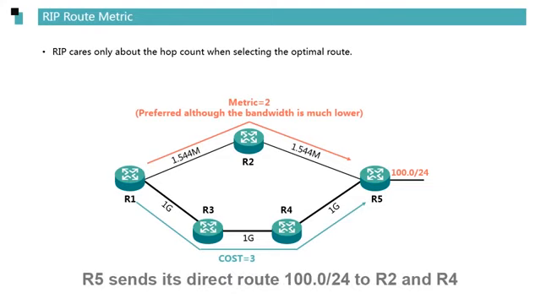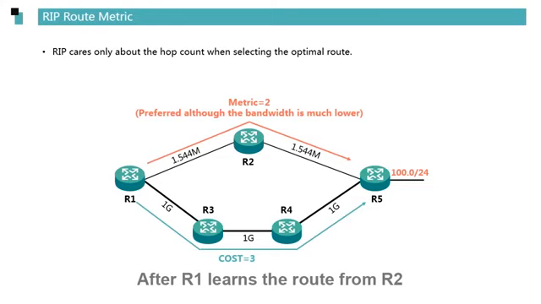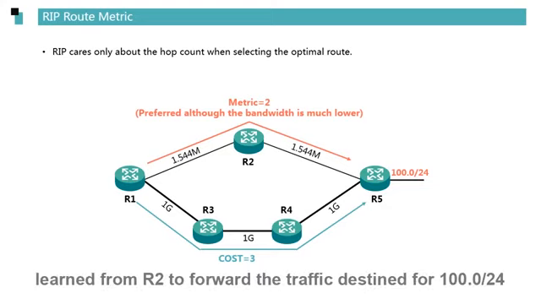In the figure, R5 sends its direct route 100.0/24 to R2 and R4. After R2 learns the route, the hop count becomes 1. After R1 learns the route from R2, the hop count becomes 2. After R1 learns the route from R3, the hop count becomes 3. Because 2 hops is less than 3 hops, R1 selects the route learned from R2 to forward the traffic destined for 100.0/24.